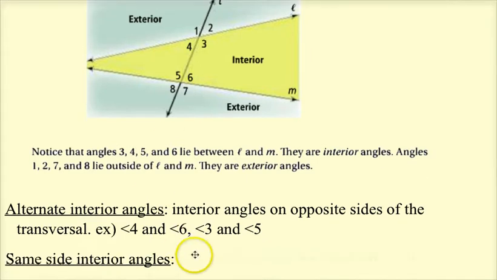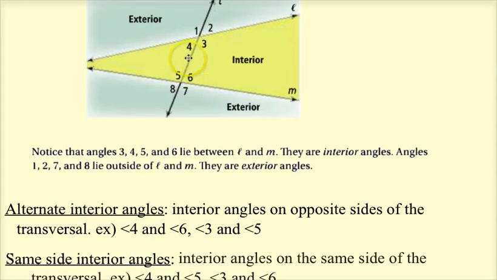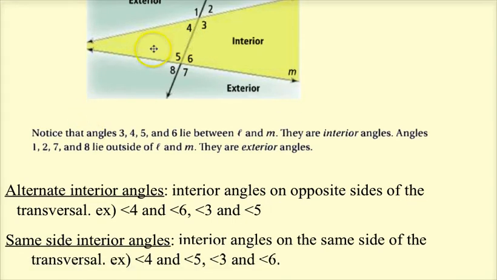Then I have same side interior angles. Again, they're interior angles, but they're on the same side of the transversal. So in this case, 3 and 6 are interior angles on the same side of the transversal. 4 and 5 are interior angles on the same side of the transversal. So that's a second kind of angle that we have.